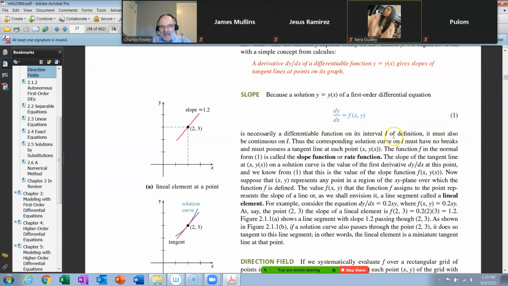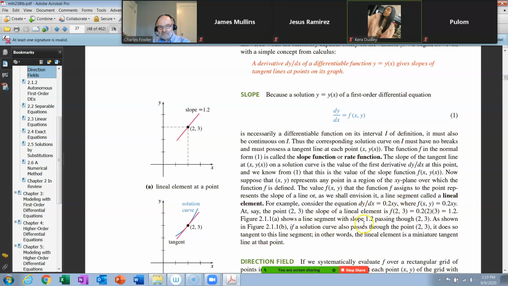And we can picture that as at every point you have a little lineal element that basically points which way it's going. So here's one, dy/dx. We looked at this as one of the earliest ones we had. dy/dx is equal to 0.2xy. Okay? Now, this f of x,y up here is now this 0.2xy.